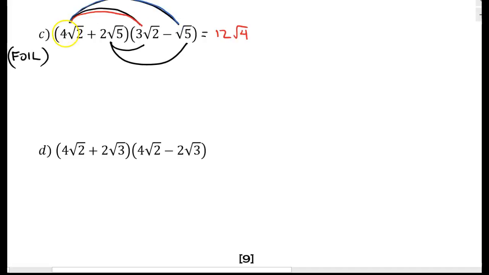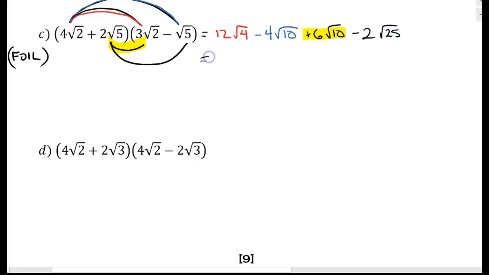Then outsides, 4 times negative 1 is negative 4. Root 2 times root 5 is root 10. Then I've got insides, so that's going to give me 2 times 3 is positive 6. Root 5 times root 2 is root 10 again. And finally, getting back to my lasts, 2 times -1 is -2. Root 5 times root 5 is the root of 25.